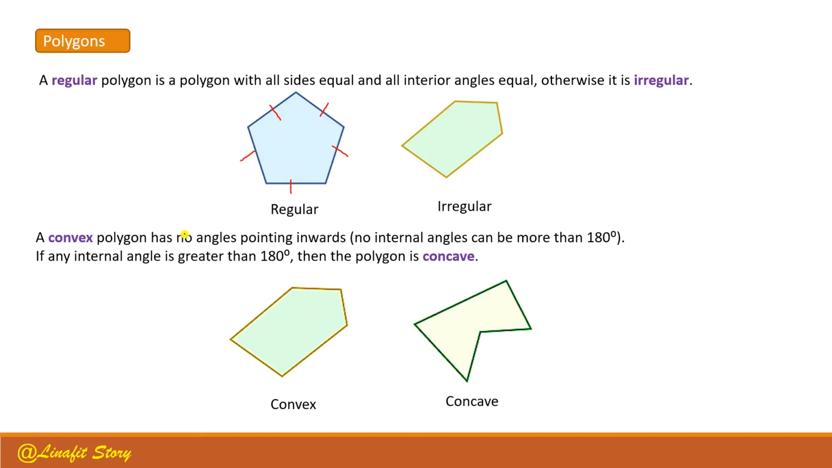A convex polygon has no angles pointing inwards, or no internal angles can be more than 180 degrees. If any internal angle is greater than 180 degrees, then the polygon is concave.